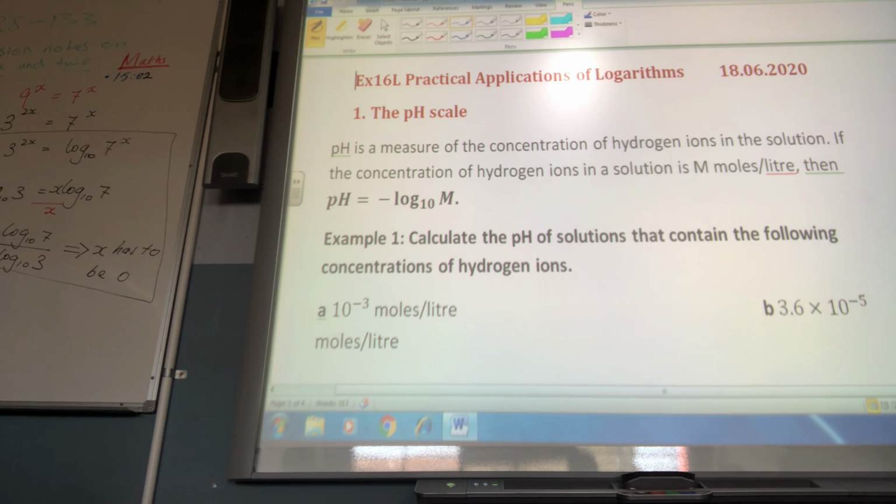What values are there? 1 to 14. How do we determine these values? Yeah, so if it's between 1 to 7, that's acidic. Yeah, 7 is neutral, right? So anything between 1 to 7, 7 exclusive, that's acidic. And then from 7 up until 14, that's basic. But then how do you test it?